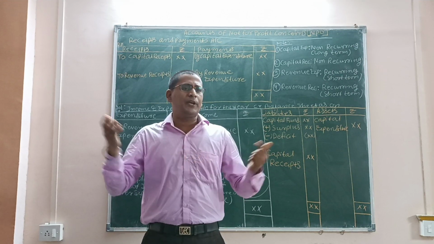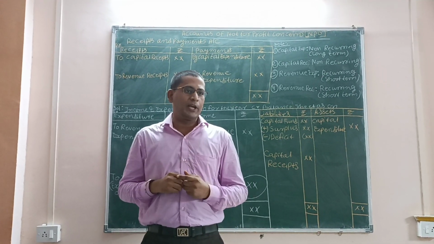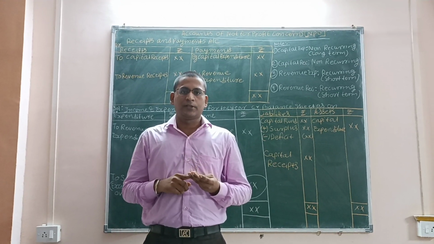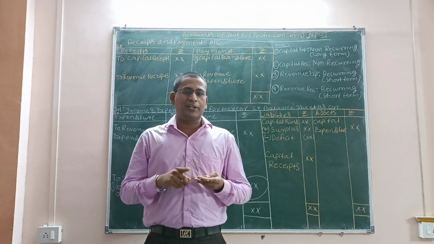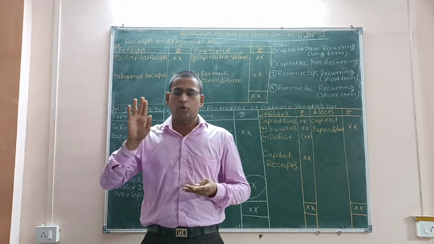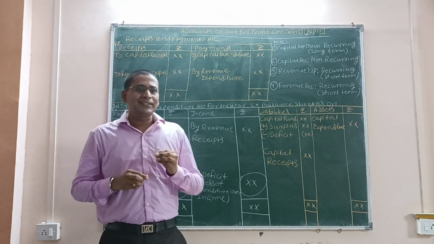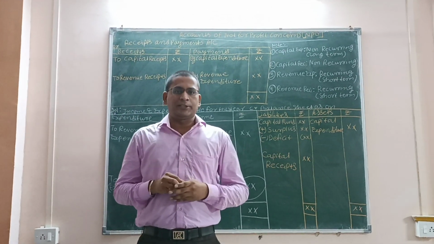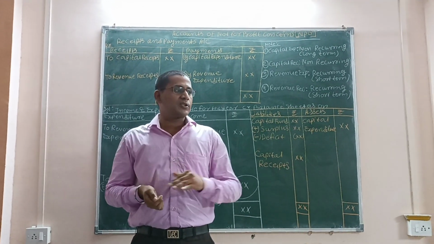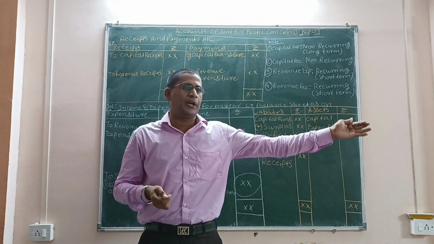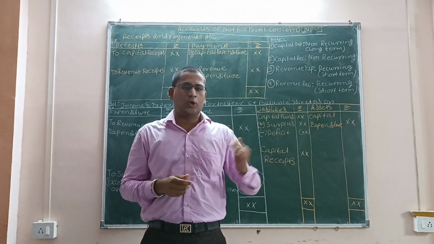Now we have so many examples of not-for-profit making organizations, like schools and colleges, charitable trusts, and hospitals. They are all engaged in providing services. Their main motive is to provide services to us. But there are some organizations whose main intention is to make profit. That's why they are called trading concerns or profitable organizations.